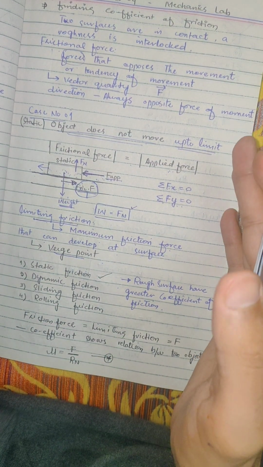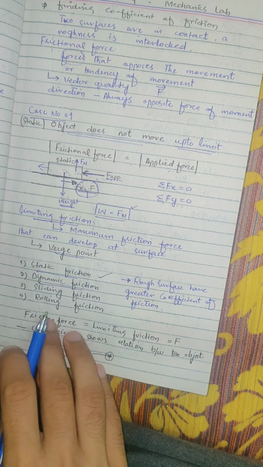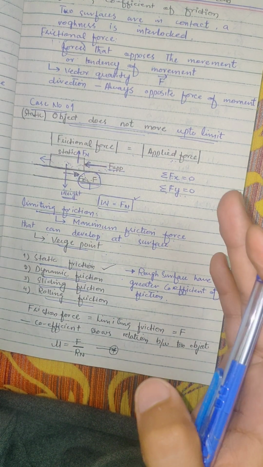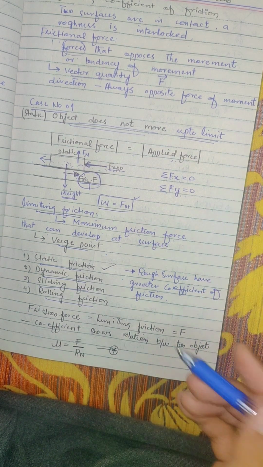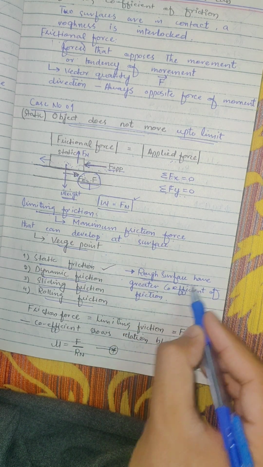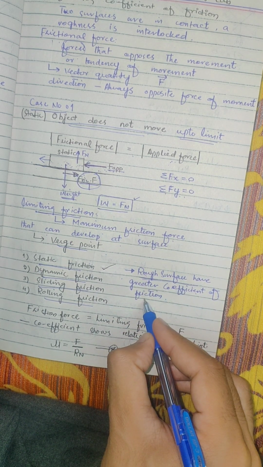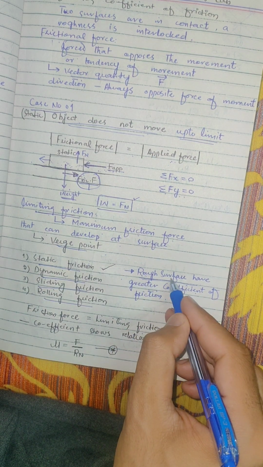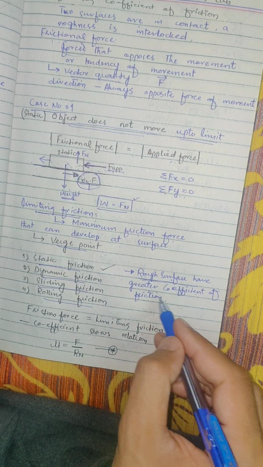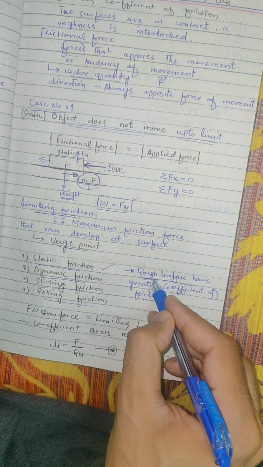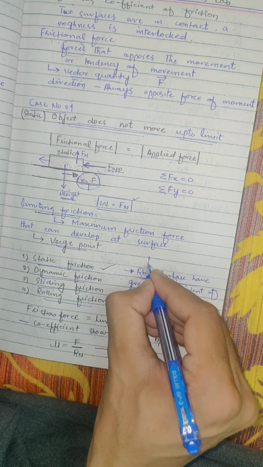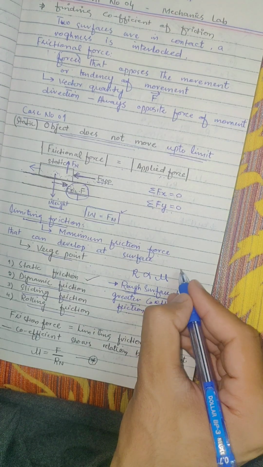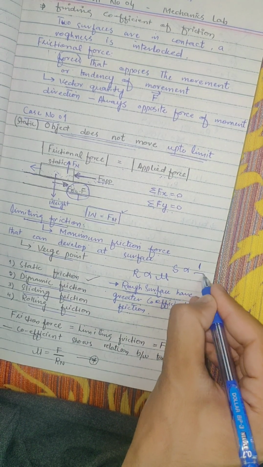There are many types of friction, like static friction, dynamic friction, sliding friction, and rolling friction, and these all have different coefficients of friction. As the roughness increases, the coefficient of friction also increases. Rough surfaces have a greater coefficient of friction, and smooth surfaces have a lower coefficient of friction. This means rough surfaces are directly proportional to the coefficient of friction, and smooth surfaces are inversely proportional to it.